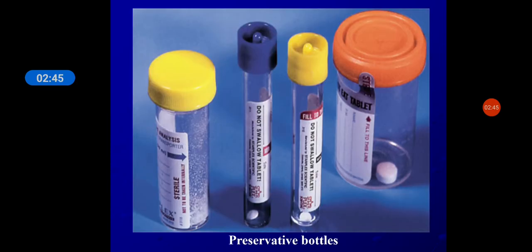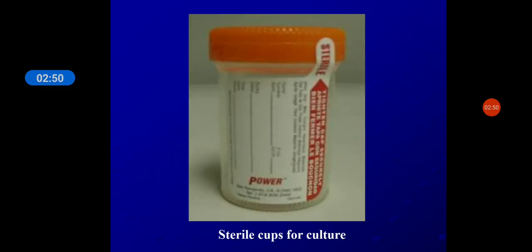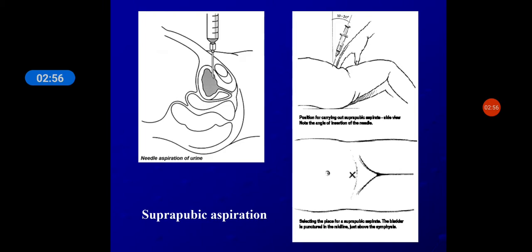There are other collection bottles also with preservatives in them. This is a sterile one, mainly used for microbiological culture, basically to identify the organism. There are other methods also. Suppose the patient cannot void urine and there is no urine bag, then, especially in kids, you will go in for suprapubic aspiration. That is nothing but going through the abdomen or the pubis directly into the bladder and withdrawing urine. So just remember there is another type of aspiration called suprapubic aspiration.